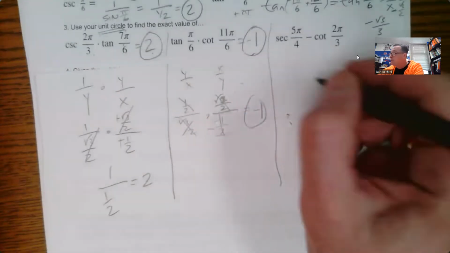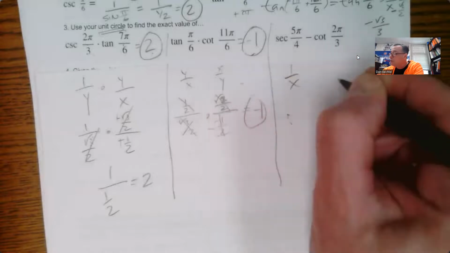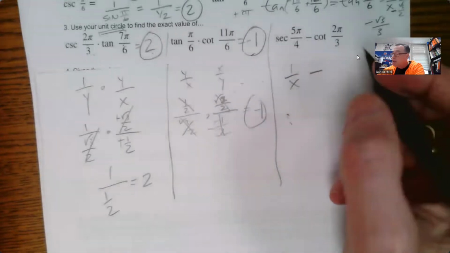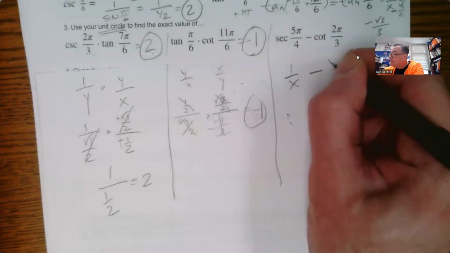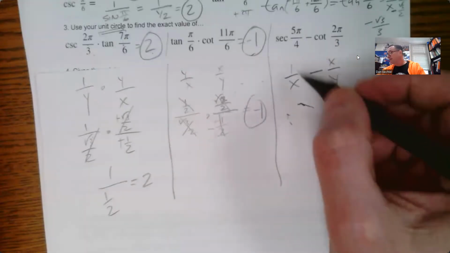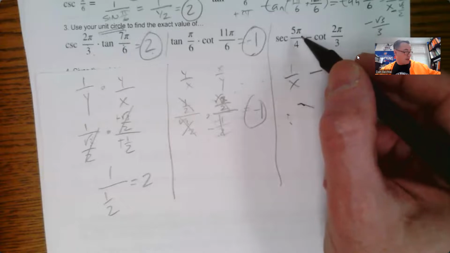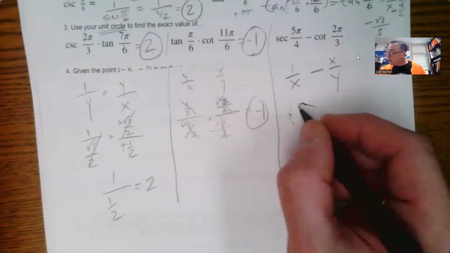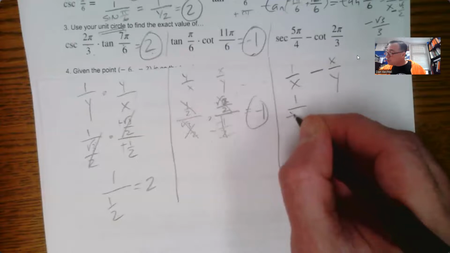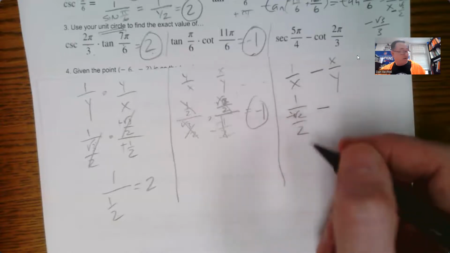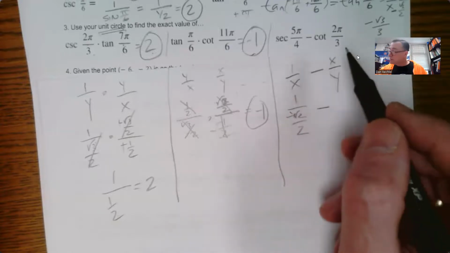There we go. The final one. Secant of 5 pi over 4, that is going to be 1 over the x value, minus, it's going to be common denominators here. Cotangent is our x value over our y value. Okay, so let's find these. The secant at 5 pi over 4 is going to be 1 over negative square root of 2 over 2.